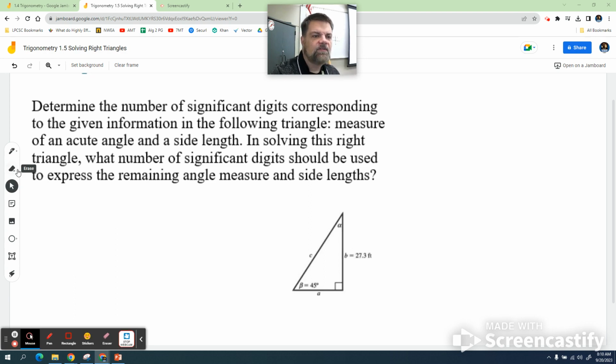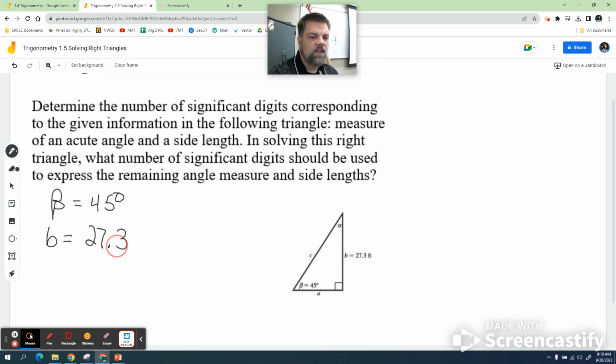Well, first of all, we have to identify the values that they've given to us, right? So beta is equal to 45 degrees. That's a value they gave us. And then the corresponding side they gave us was 27.3 feet.